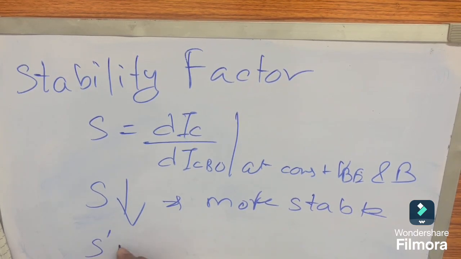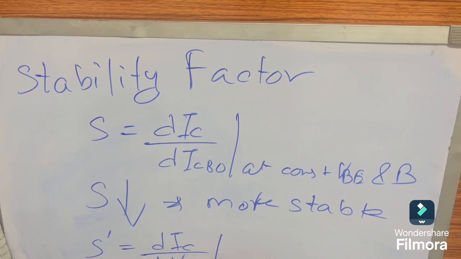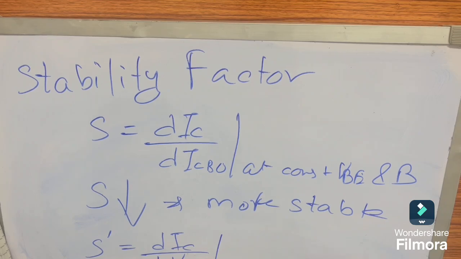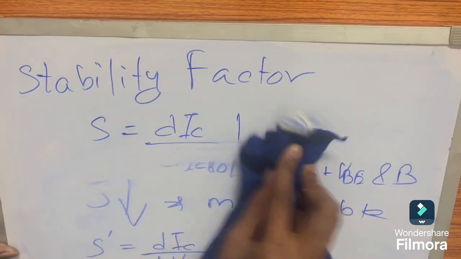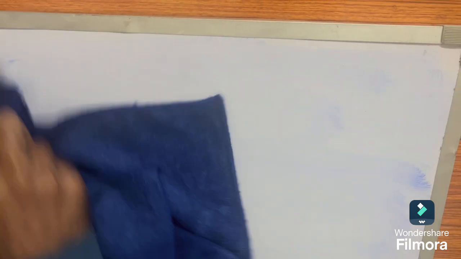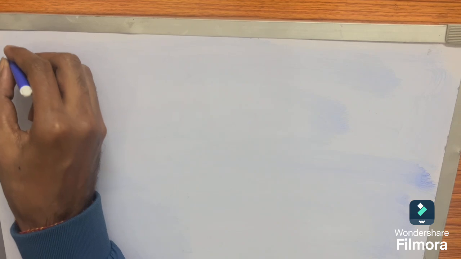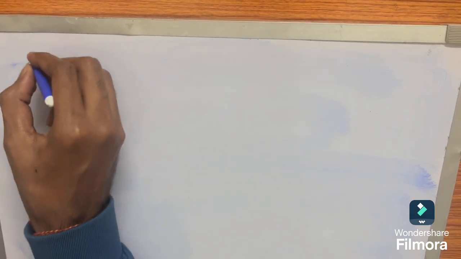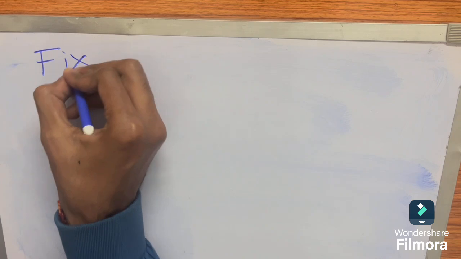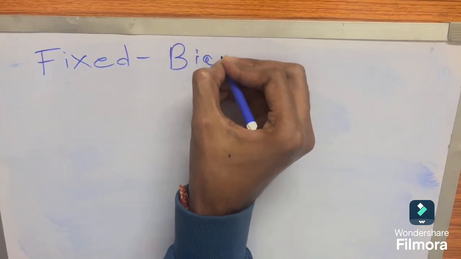Now coming to S prime, which is equal to dIC by dVBE at constant ICBO and beta. Now let's find out the stability factor for different kinds of biasing circuits. Now coming to fixed bias circuits. Fixed bias configuration.